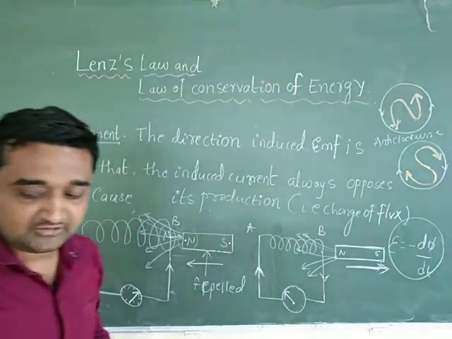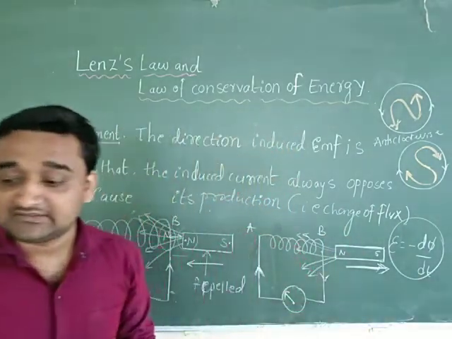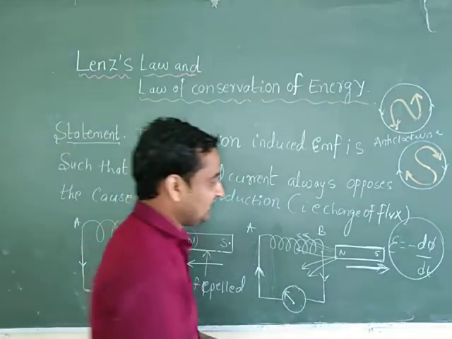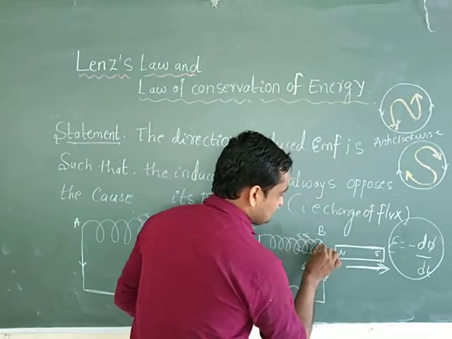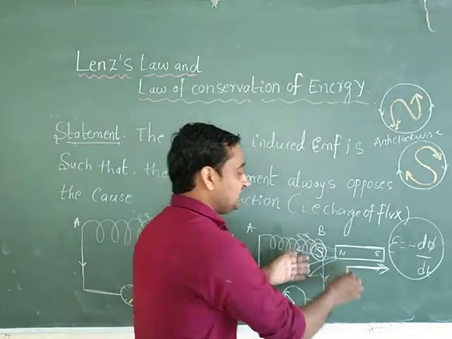So this face of the coil will act as what here? The S pole. So this will act as an S pole, and there is an N pole on this side. So in that case what happens? It attracts.